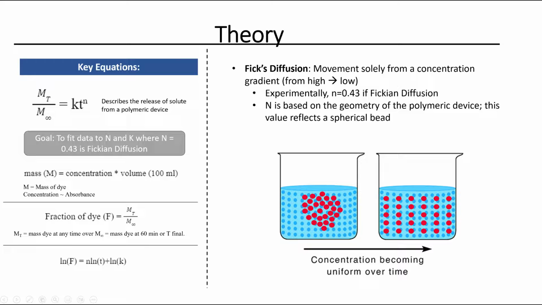If our n values match that of literature, it would mean that our experiment was true Fickian diffusion, which is just the movement of dye from the concentration gradient and no other mechanisms.